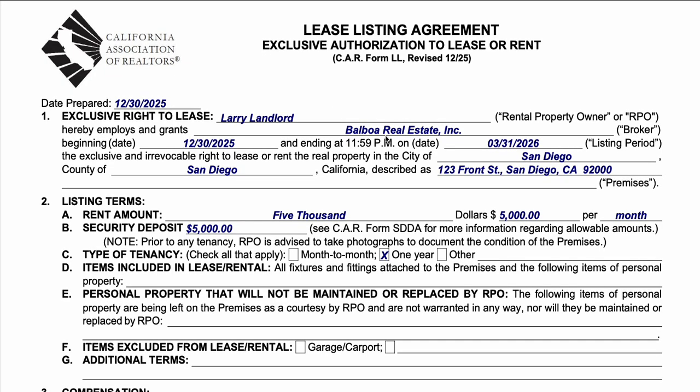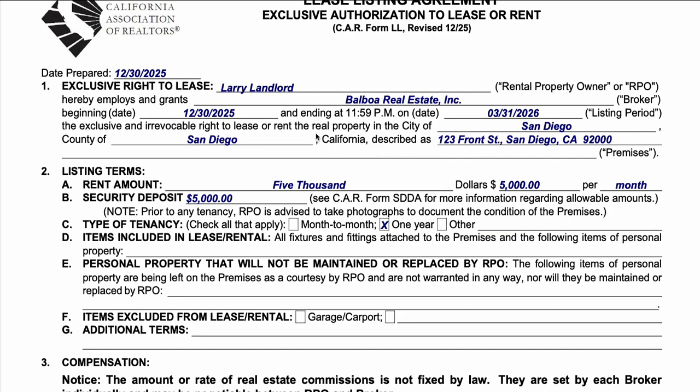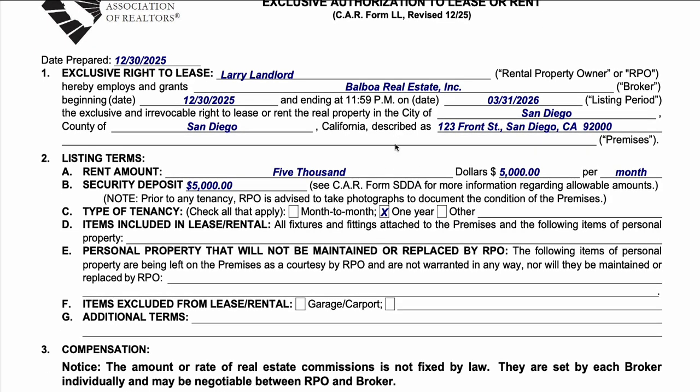Then we put the name of our brokerage since we're listing it, the beginning and ending date of the listing period. If we leave one or both of these dates blank, this form can be null and void. So make sure you have both the beginning and ending date. And then, of course, put the premises, the property that we're putting for lease.